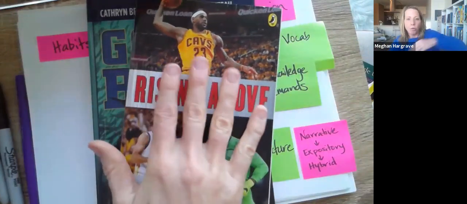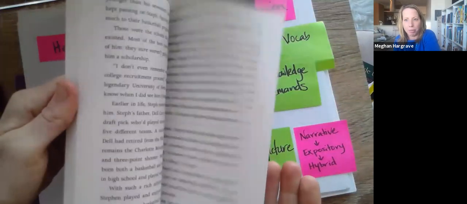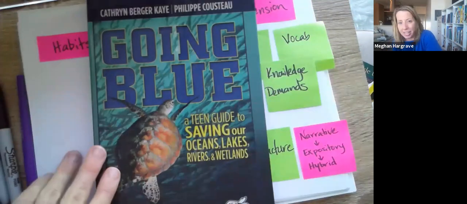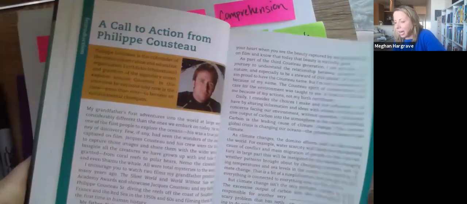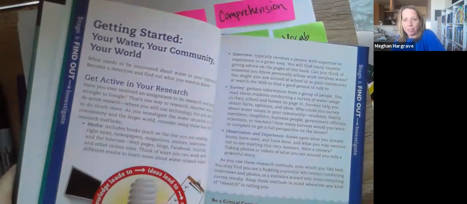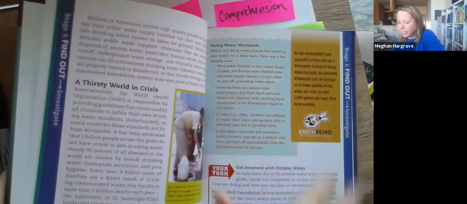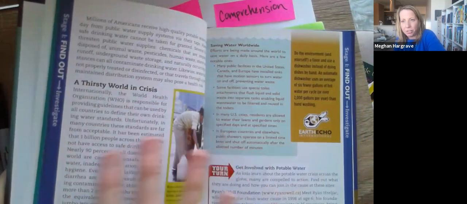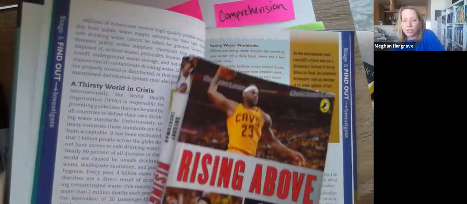So kids would be more apt to go to this book because it's a story. It's a story about these basketball players. Versus if I go to this book, it's much more complicated because it's nonfiction all about different things in society, going green type of things. So you get the idea of where I'm going with this, right? This is more of a science textbook versus the narrative. So you'll want to teach kids the differences between those two things.